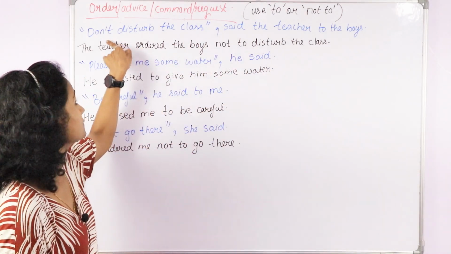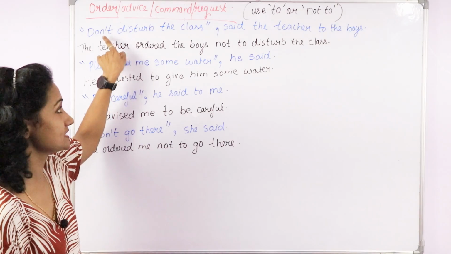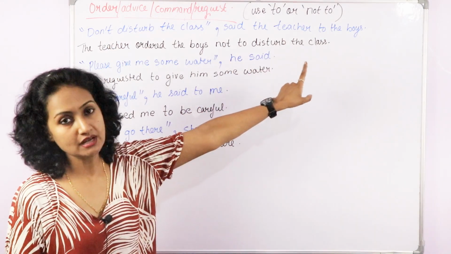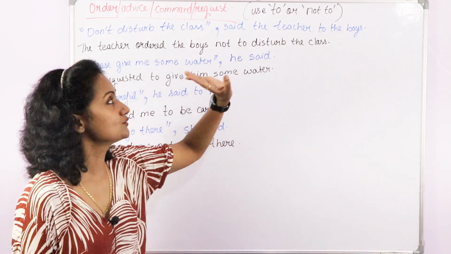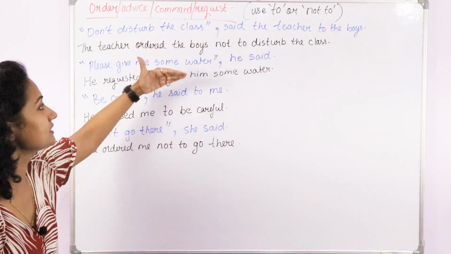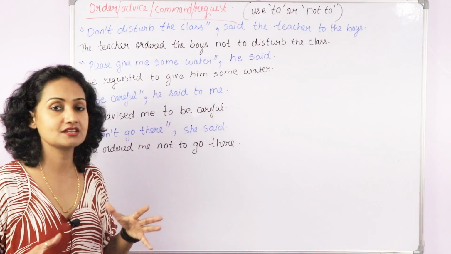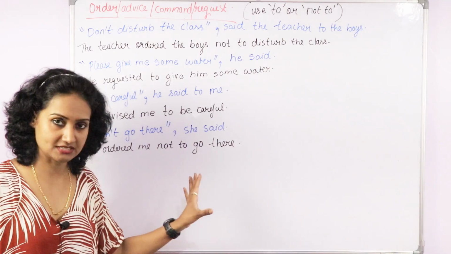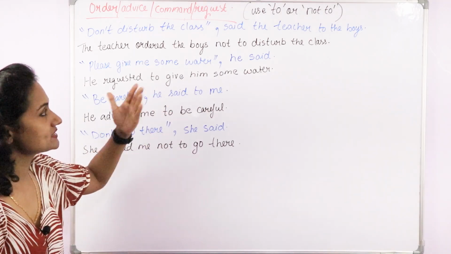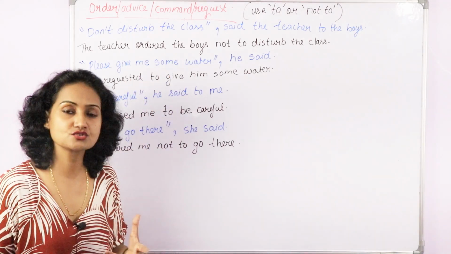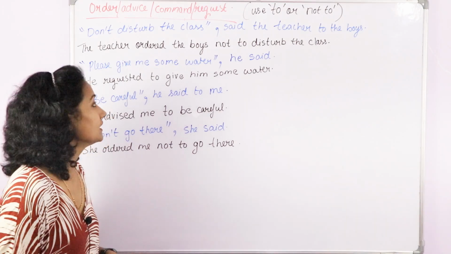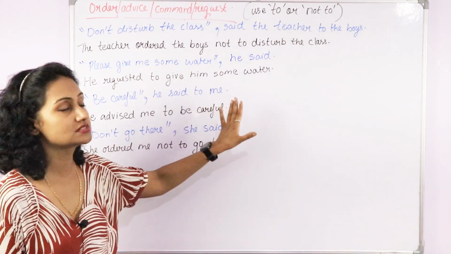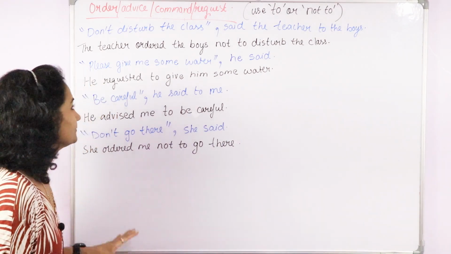Don't disturb the class. So it's a negative sentence. So when it's a negative sentence, then you will use not to. When it's a positive sentence, then you will use to. Okay, and here we are not changing the tense. There is no backshift because that's not required here in imperative sentences. Okay, so these are in present only because it's a command, so you can use it as it is. So the teacher ordered the boys not to disturb the class.